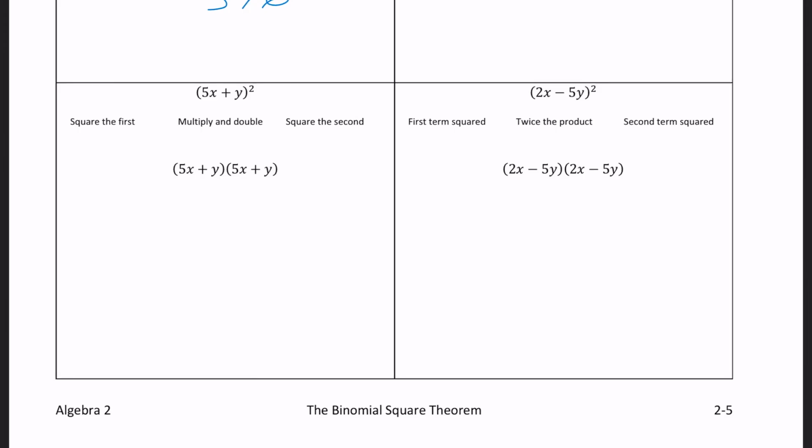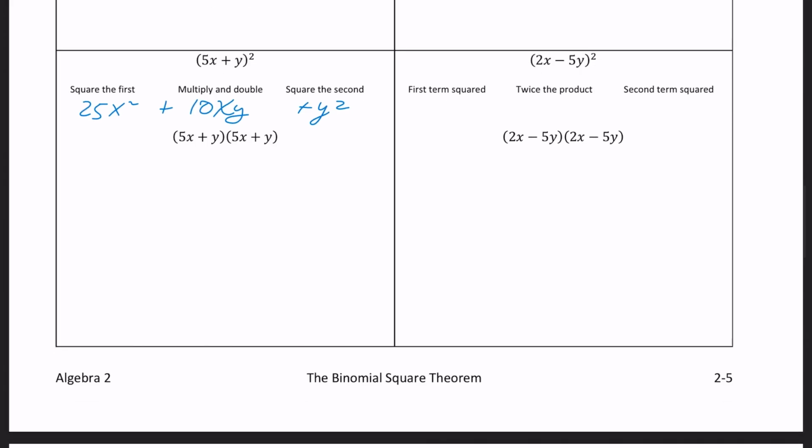Now, most of the binomials that you will see in all of mathematics will be a single x, not 2x or 3x, and then some number. But it works regardless of what the contents of that binomial might be. So in this case, square the first, that'd be 25x squared. Multiply and double, that'd be 5x times a y is 5xy. Double it is 10xy, and it would be positive. And then square the second would be a plus y squared. And I'll leave it to you to multiply this by whatever method you would like to.